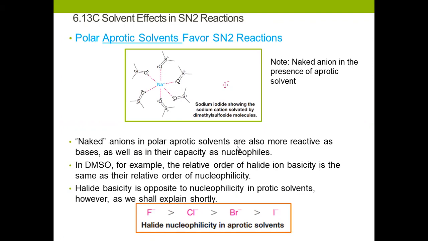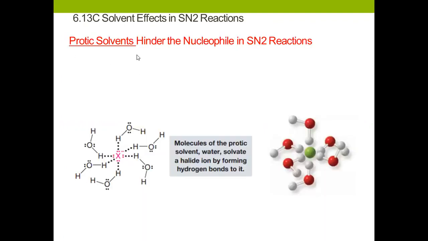So what happens if we use protic solvents for SN2 reactions? The truth is the presence of protic solvents also hinders the nucleophile in attacking the substrate. For example, we have our nucleophile here, a halide like X minus, with electrons, in the presence of a protic solvent. Let's just say water. There is a proton here.